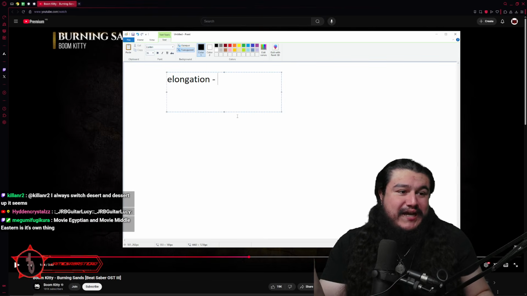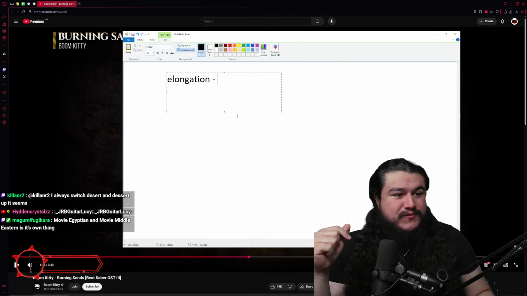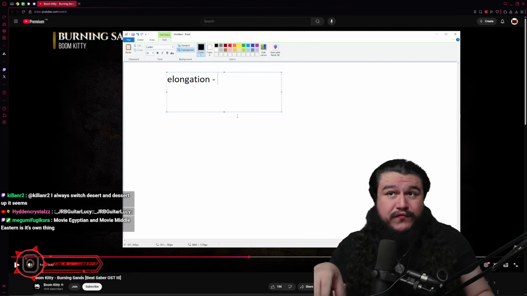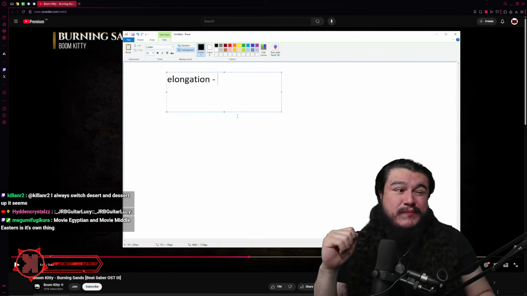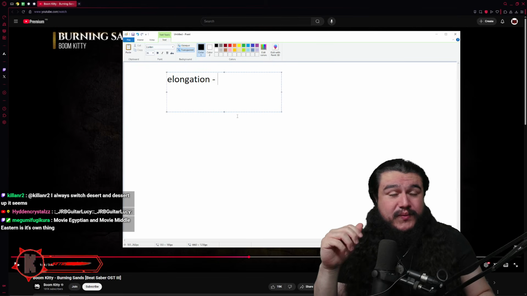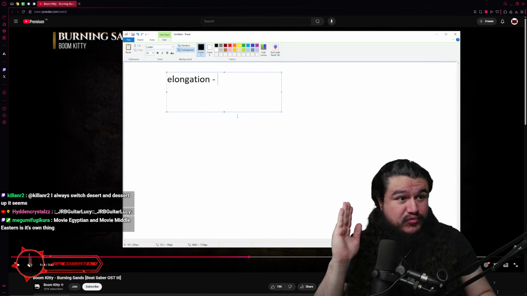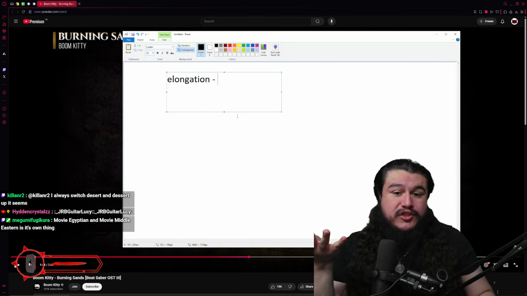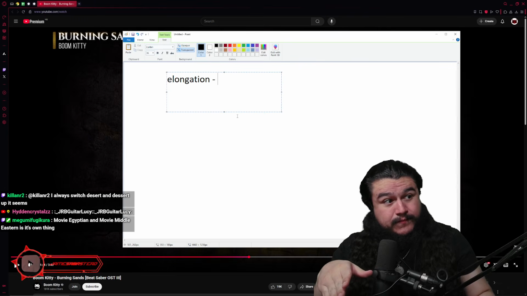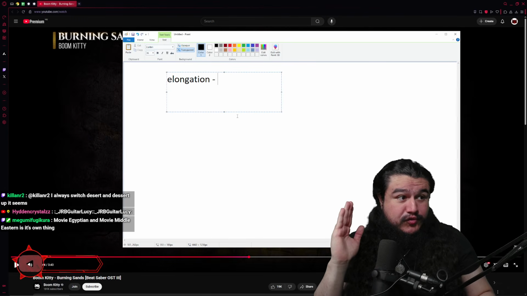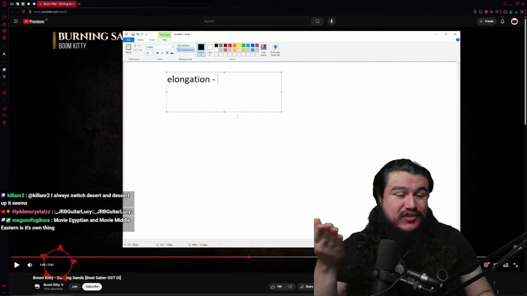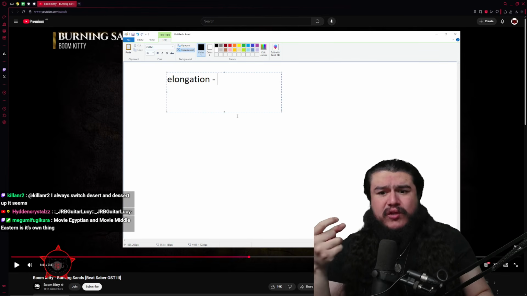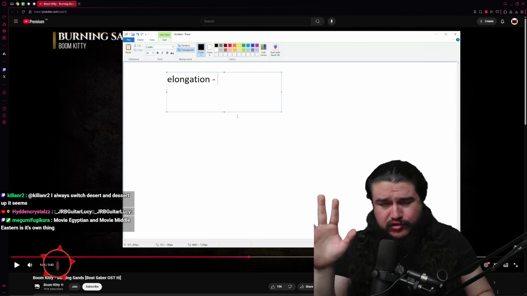Which, movie Egyptian and movie Middle Eastern is its own thing. Yeah, they have their differences a lot of the time, and it can be tricky to figure out, especially if you're doing a fusion like this one, because the problem is a lot of Egyptian stuff relies a lot on percussion, but the percussion here is the drum and bass. So yeah, that's gonna be an issue that needs to be resolved. And so far, I think Boom Kitty has found a good balance.